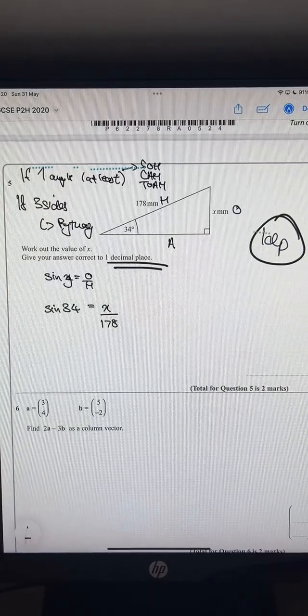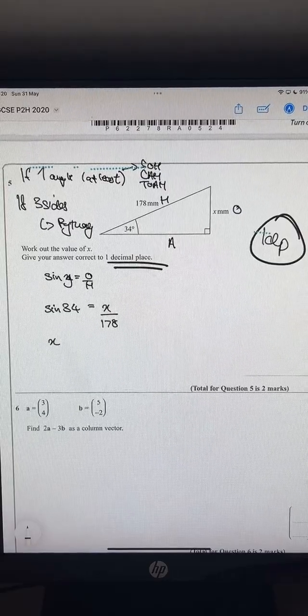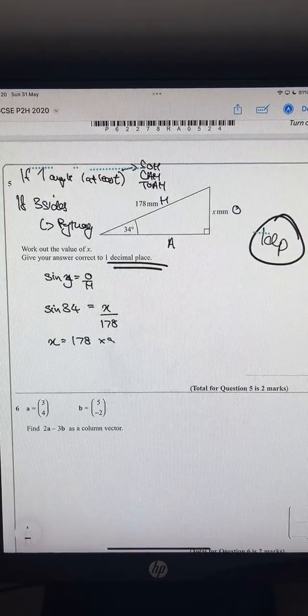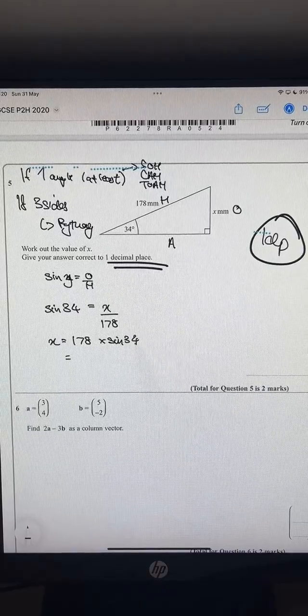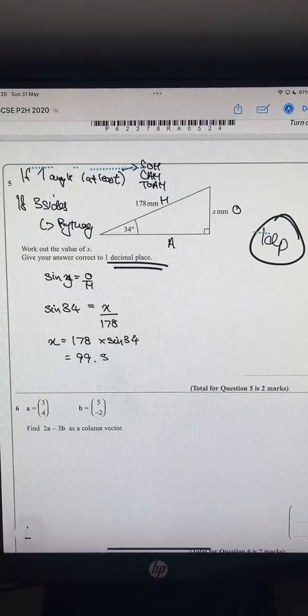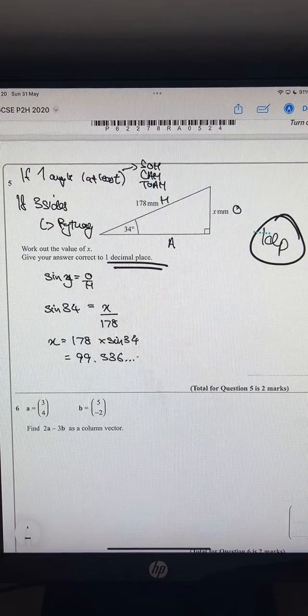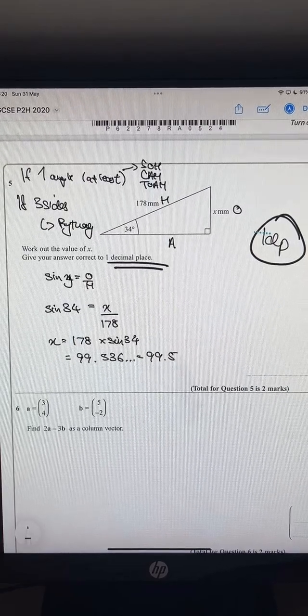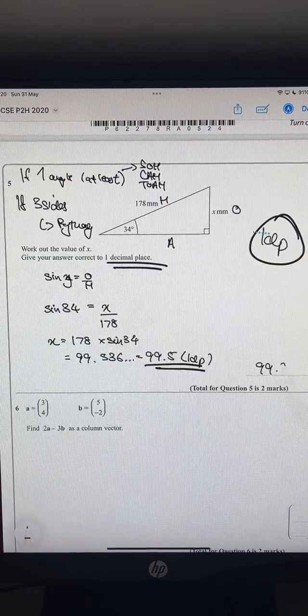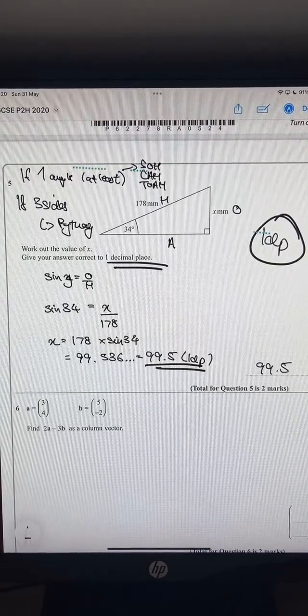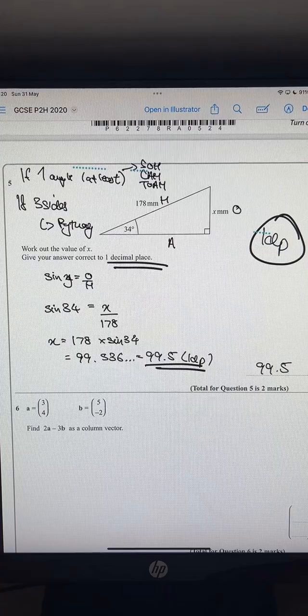Then all I need to do is find x, right? So I do x equals 178 times sine of 34, because I'll do the inverse of this. I multiply both sides by 178. And then when I put this into my calculator, I get 99.536... and that's equal to 99.5 to 1 decimal place. And that's it, 99.5.